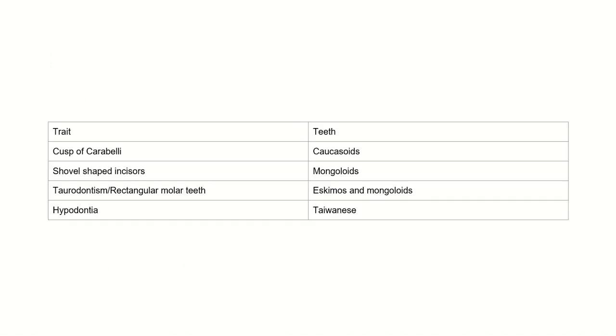Traits of teeth. Cusp of Carabelli is observed in Caucasoids. Shovel shaped incisors in Mongoloids. Taurodontism or rectangular molar teeth in Eskimos and Mongoloids. Hypodontia in Taiwanese.